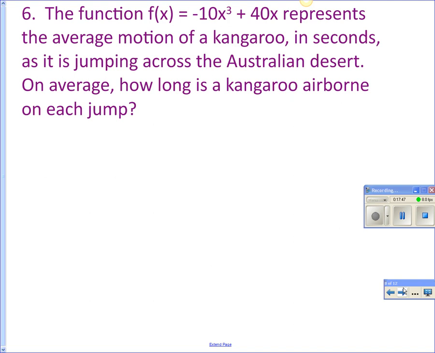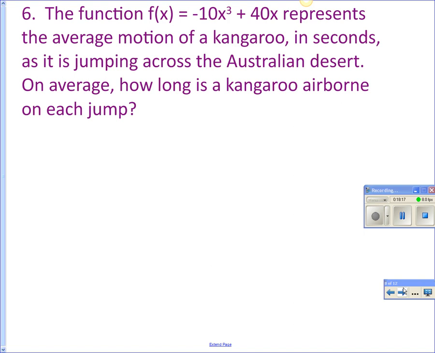Two more. The function f of x equals negative 10x cubed plus 40x represents the average motion of a kangaroo in seconds as it is jumping across the Australian desert. On average, how long is the kangaroo airborne on each jump? Okay, everybody put your pencils down for a minute. What is it asking on this one? What does the question part say? How long is the kangaroo airborne on each jump?